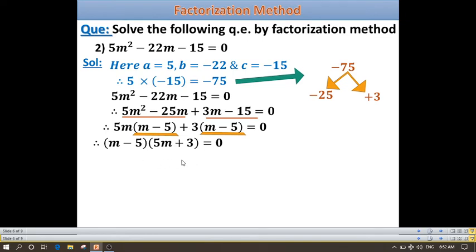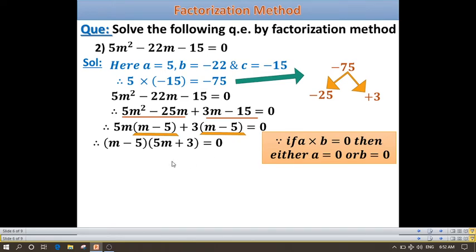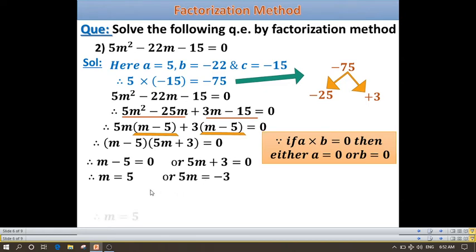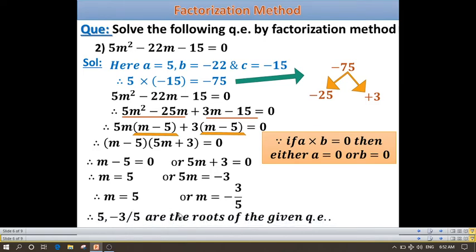So these are the linear factors. And the product of two linear factors is equal to 0. So from this, one must be 0. So m − 5 = 0 or 5m + 3 = 0. So m = 5 or 5m = −3. Therefore m = 5 or m = −3/5. So 5 and −3/5 are the roots of the given quadratic equation.